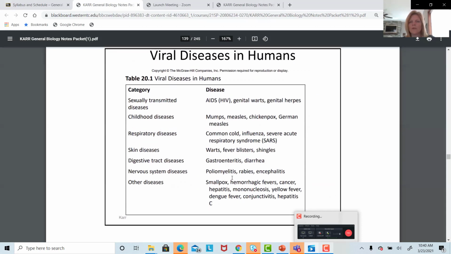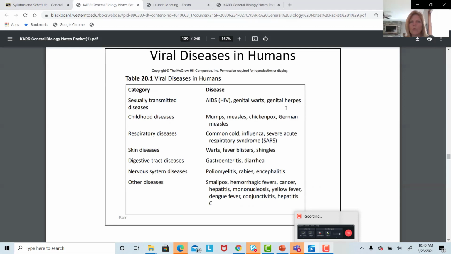So when you look at some common diseases you may have heard of, now this textbook PowerPoint was written before the coronavirus came out, so you're not going to see coronavirus on this list, but you definitely will see this in future editions of our textbook. But these are some common viruses you may have heard of: the AIDS, HIV, genital warts, which is what we give the HPV vaccine for now.